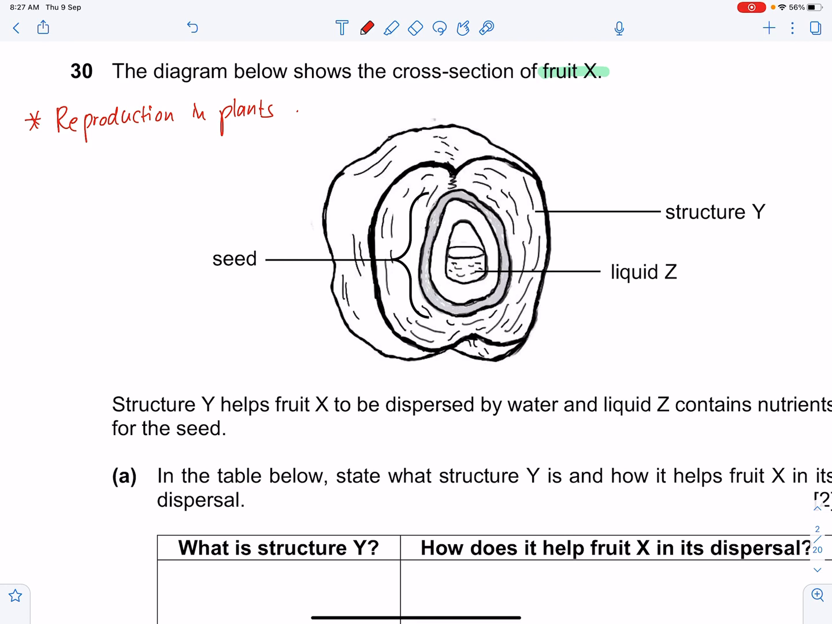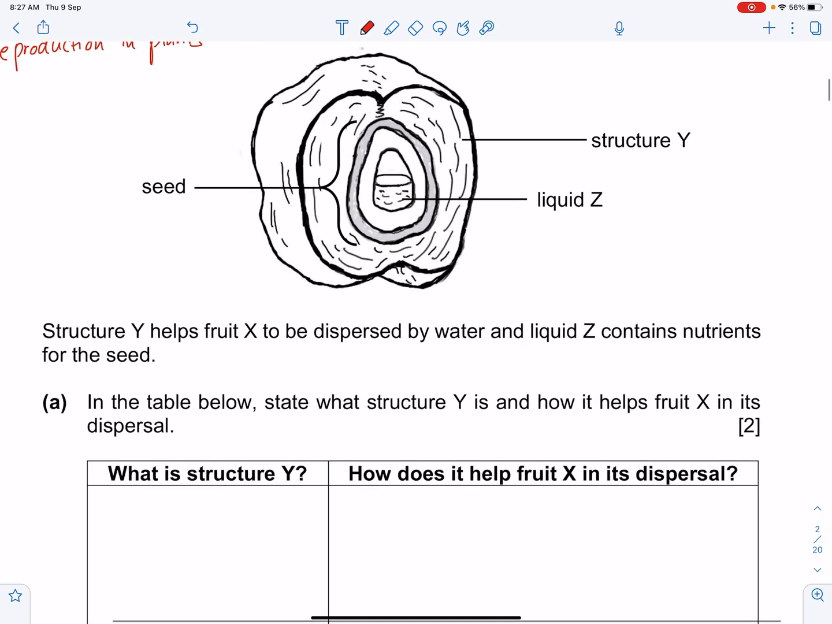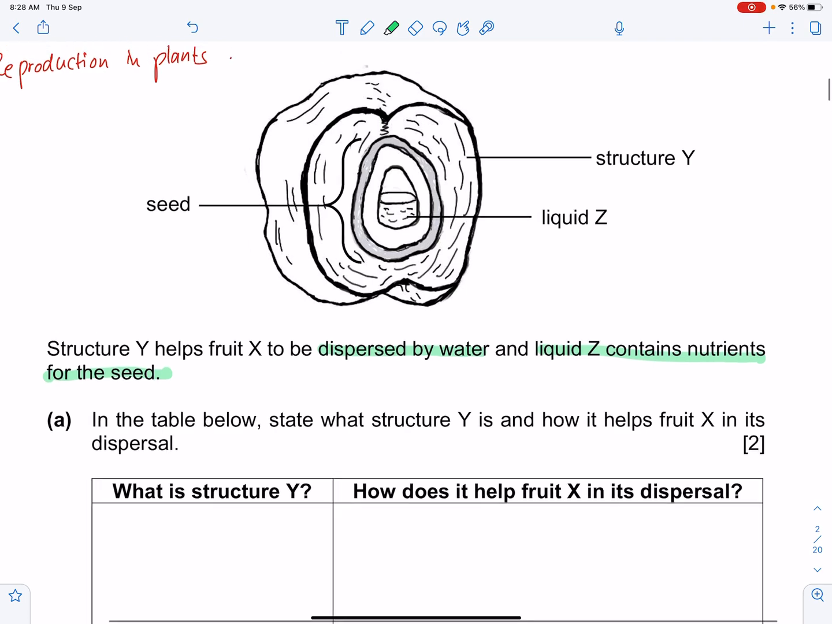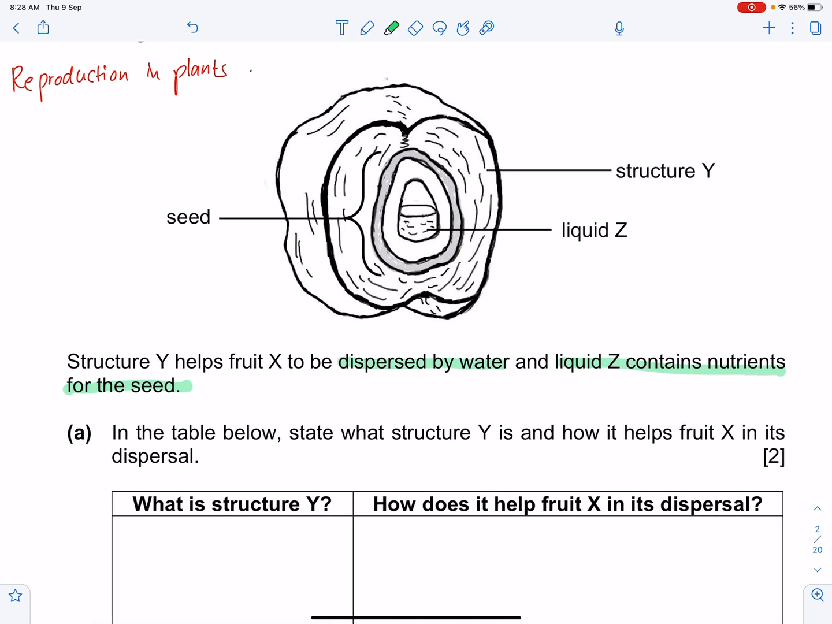Come, let's move on. Then after that, they tell me structure X helps fruit to be dispersed by water. So I know it's talking about plant reproduction, the part on dispersion. And liquid Z contains nutrients for the seed. In the table below, state what structure X is and how it helps fruit X in its dispersal. Now, we're talking about dispersal here.